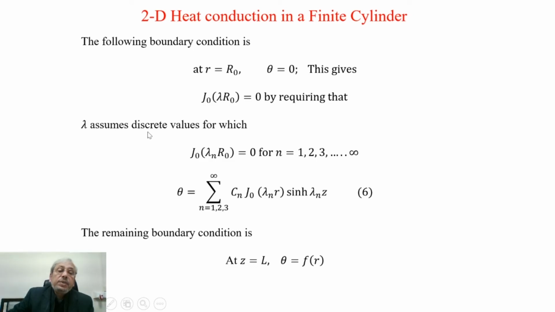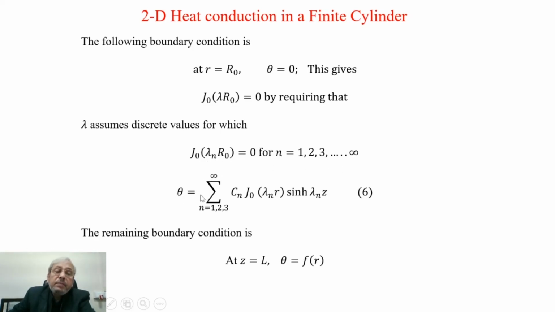Lambda assumes discrete values for which J naught, the Bessel function of first kind of order 0, whose variation we have seen, becomes 0 for some specific arguments. If that is represented by lambda n r naught, then we can say that those n's are 1, 2, 3, and so on, which will give basically the value of the Bessel function equal to 0 for specific values of n.